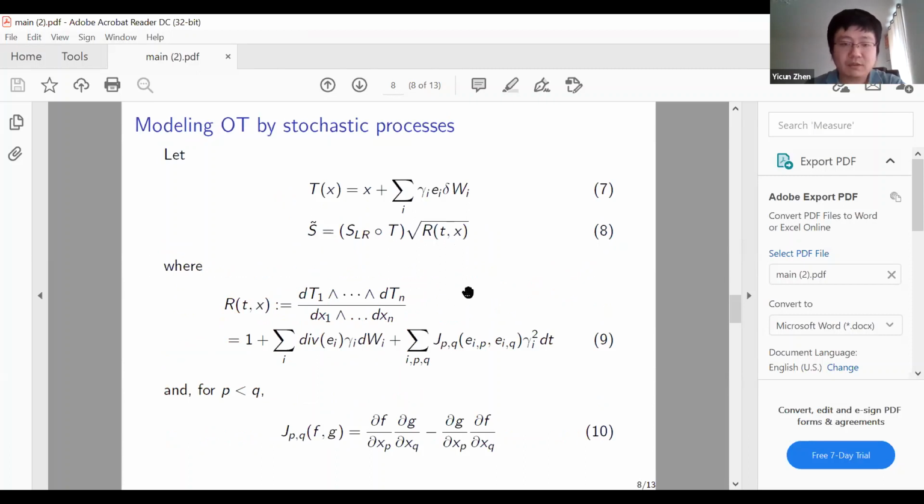It is the square root of R. Because we model T using a stochastic process, we can compute the partial derivatives. Basically, there is an expansion of a volume element. When you transform, we have a map, and the map will either expand the volume or shrink the volume. So this R is an expansion rate of the volume for this specific model of T.